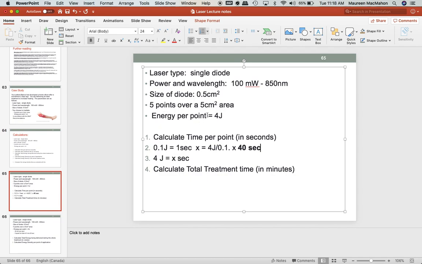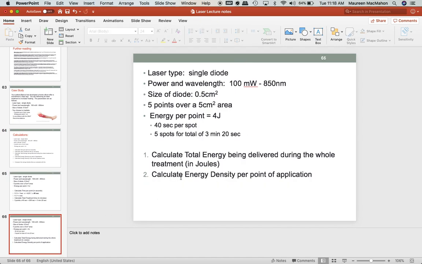So if we've decided we're going to do 5 points, 5 points times 40 seconds per point is going to be 200 seconds, and with 60 seconds in a minute, it's going to be 3 minutes and 20 seconds. So under 5 minutes for the treatment time. Does that sound all right? If you're not good with that, you can go back, and we'll go on to the next questions. So we had 40 seconds per point, 5 points, for a total of 3 minutes and 20 seconds.